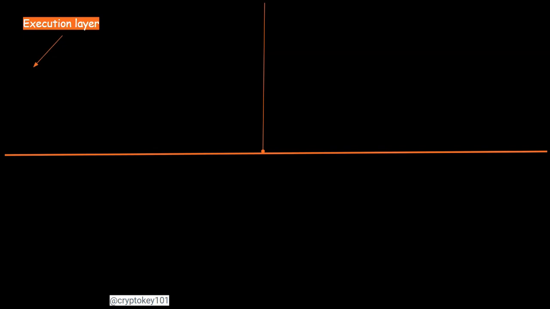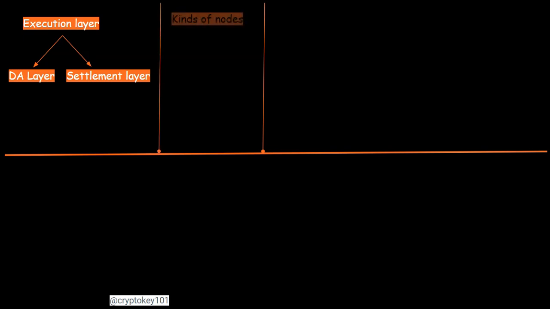So the execution layer is divided into two steps. We have the data availability layer. Anytime you want to check if a particular data is available, there's a layer for that. And then we have the settlement layer. That is if you want to do transactions and all that. So there are kinds of nodes on your network. I will explain that. We have validator nodes, we have full nodes, we have partial nodes, and then we have light nodes.